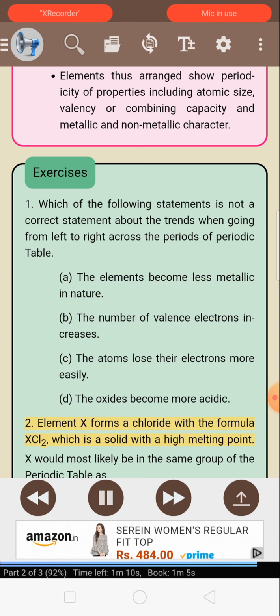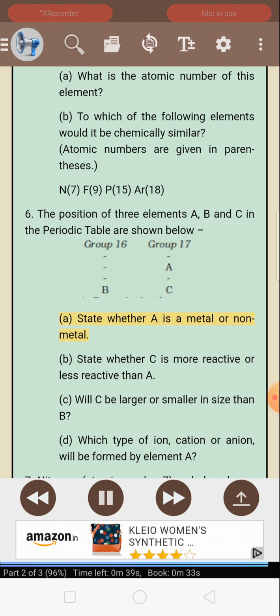6. The position of 3 elements A, B, and C in the periodic table is shown below. A. State whether A is a metal or non-metal. B. State whether C is more reactive or less reactive than A. C. Will C be larger or smaller in size than B? D. Which type of ion, cation or anion, will be formed by element A?